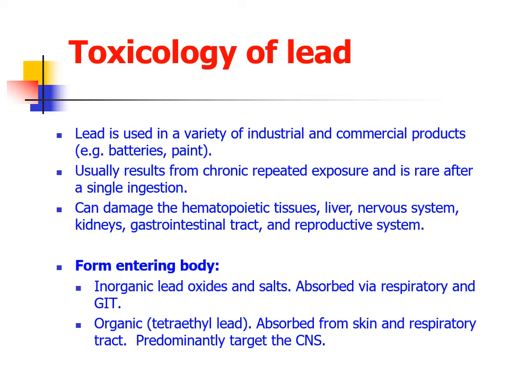The form of lead entering the body is either inorganic lead or organic lead. Inorganic lead is absorbed mainly via the respiratory tract and GIT. Organic lead is absorbed from skin and respiratory tract and sometimes GIT. Organic lead predominantly targets the CNS.